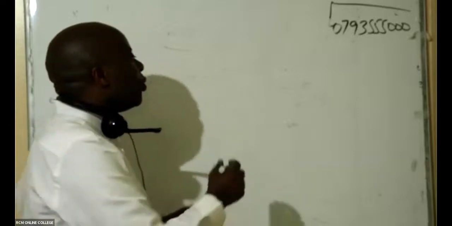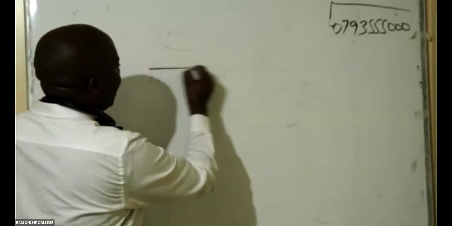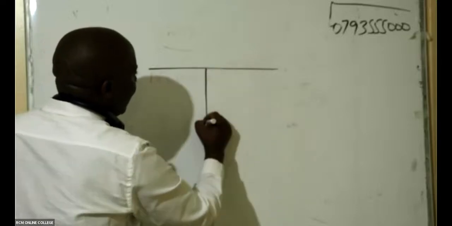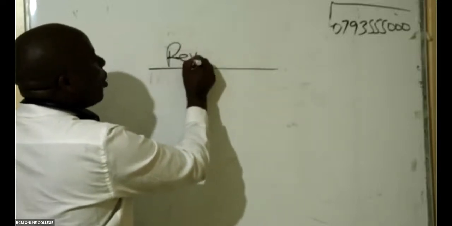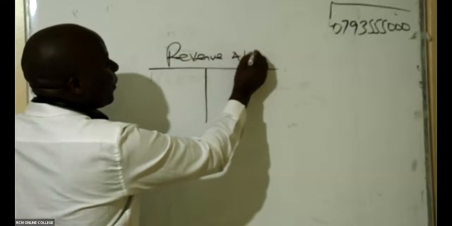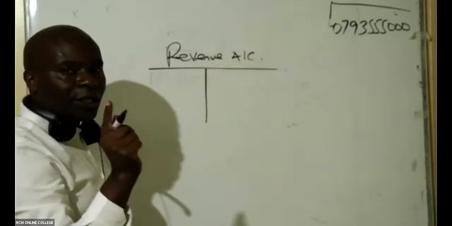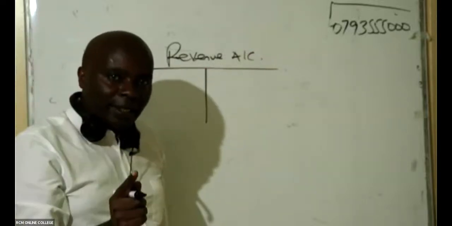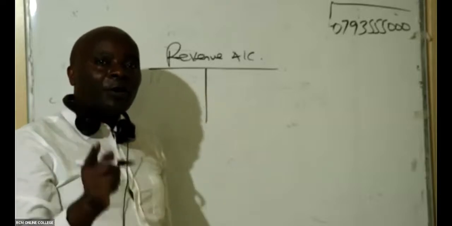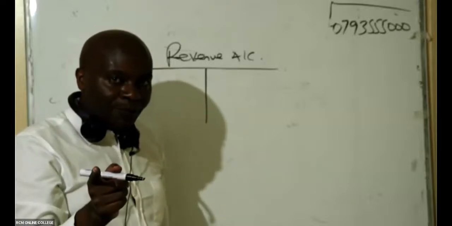So whenever you get a question over this particular standard, ladies and gentlemen, you must always know that you are going to have a T account, where we are going to have what we call our revenue account. Revenue account for each biological asset, for the crops, revenue account for the animals, all right?